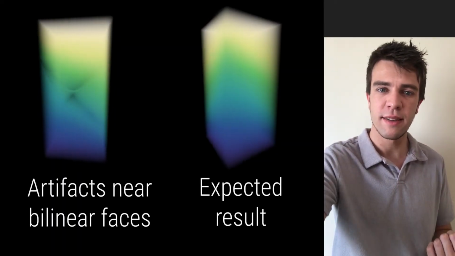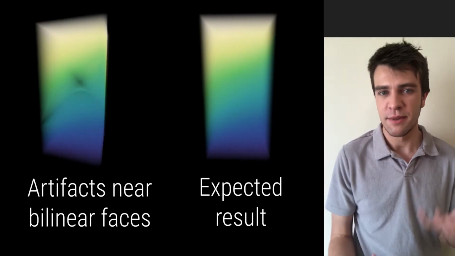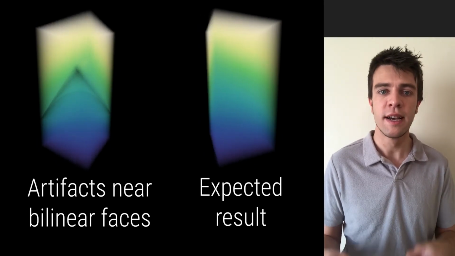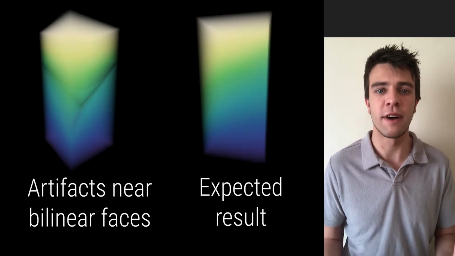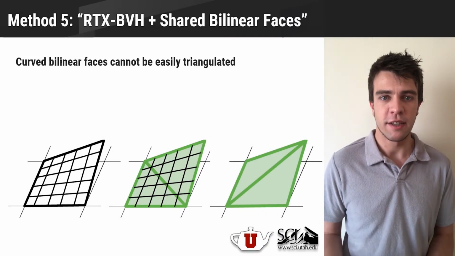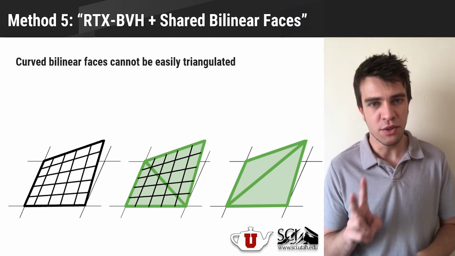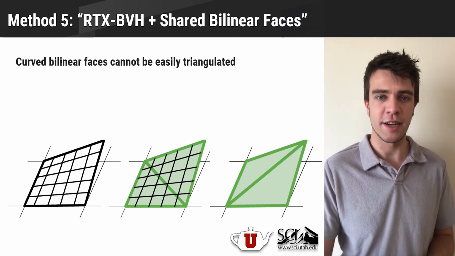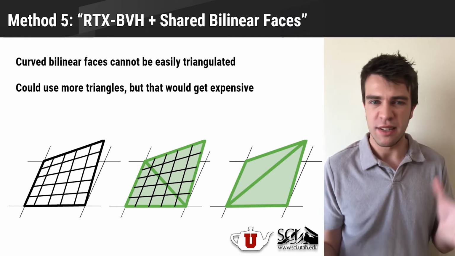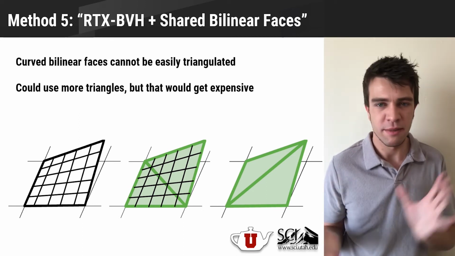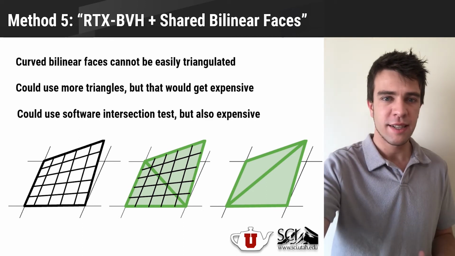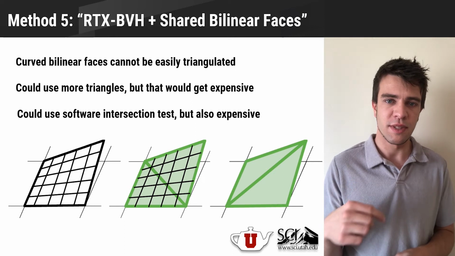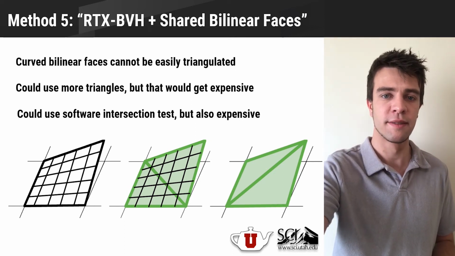So far, our triangle-based methods only work for elements with planar faces and result in incorrect results for curved elements. So to extend our hardware-accelerated point queries to support these bilinear elements, we can make a couple of final observations. First, curved bilinear faces can't be easily triangulated. If we were to use 2 triangles, those 2 triangles would either lie below or above the patch, but they wouldn't exactly match the patch. To more accurately represent that patch, we could use more than 2 triangles, but then that would consume a lot of memory, especially for hexahedral meshes. We could also go back to using a software intersection program for quad faces, but this would likely be slower than our original software point and element tests for hexahedral meshes.